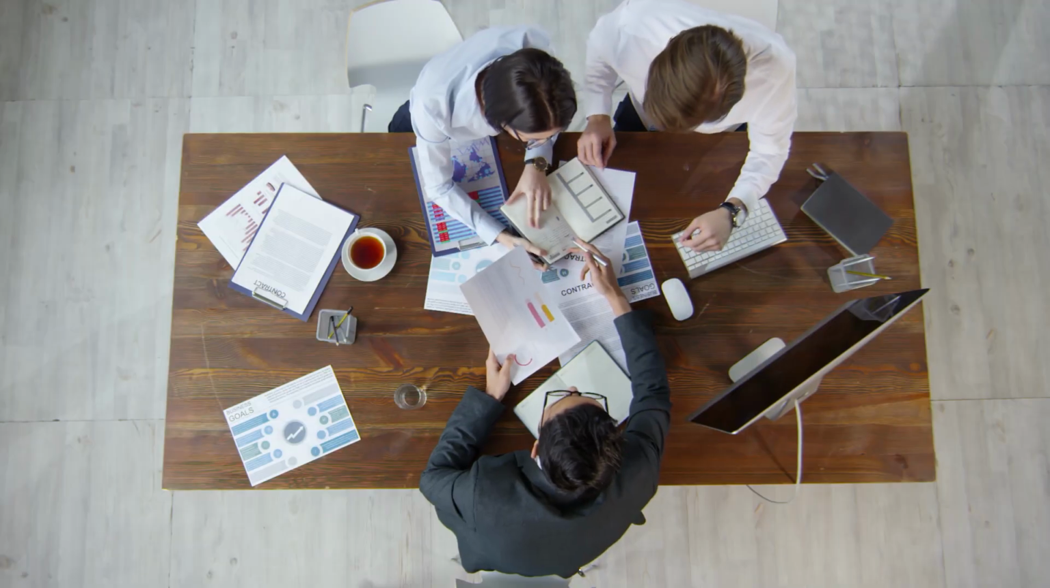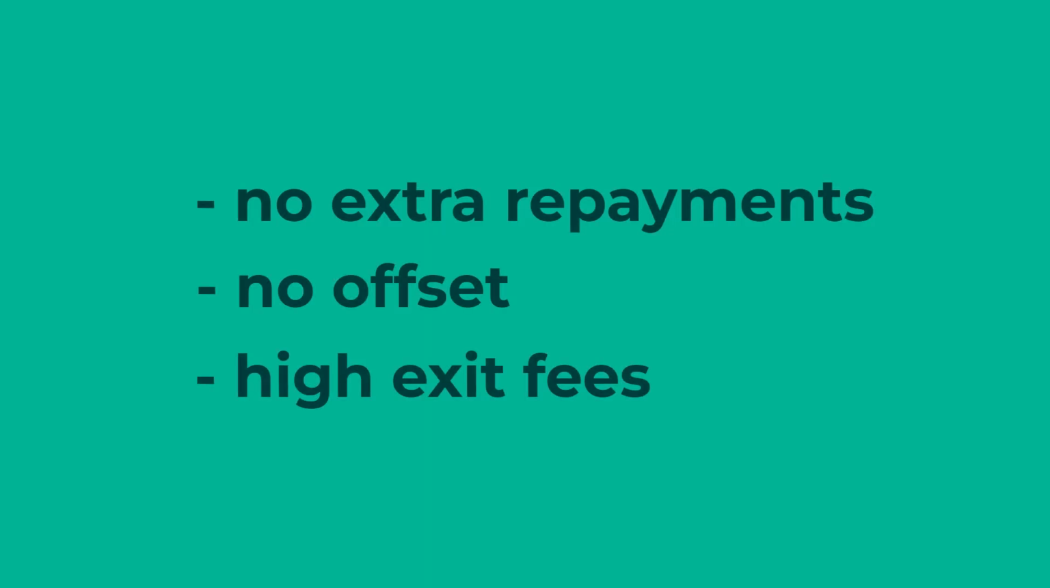Here's a mistake I see all the time, and one that we've been guilty of: choosing a home loan with the lowest interest rate without actually understanding the structure or what features it comes with. That cheap interest rate might come with hidden restrictions like no extra repayments, no offset, or really high exit fees if you try to refinance or try to go to a different lender. Let's dive into each of the different types.